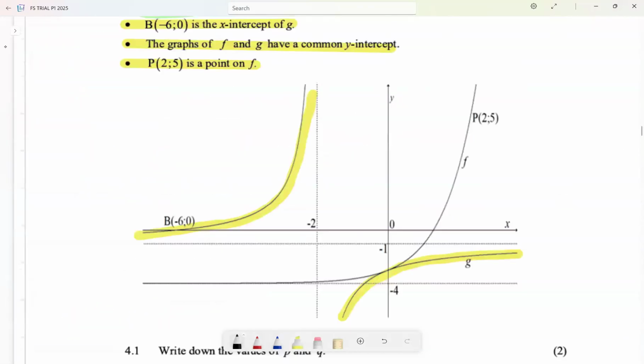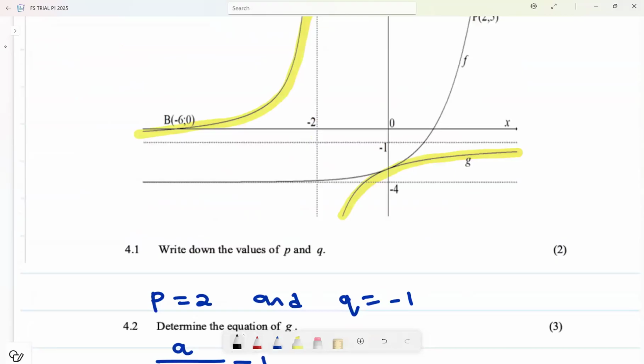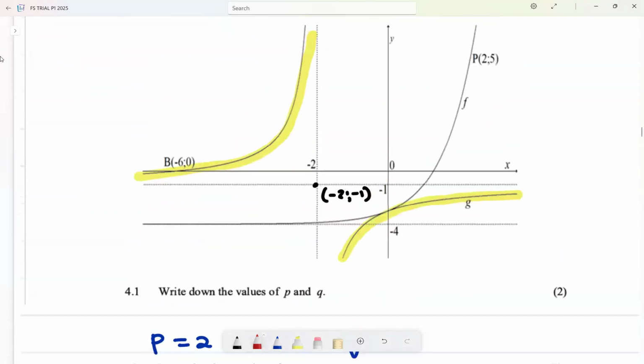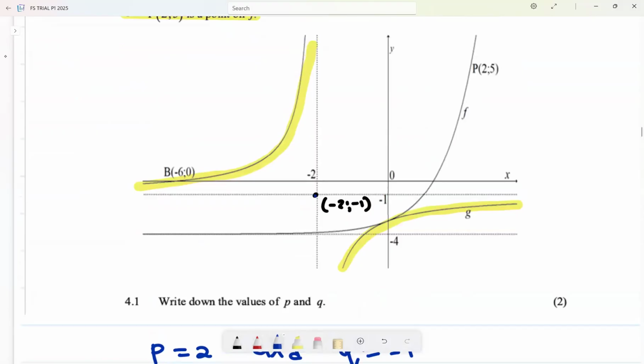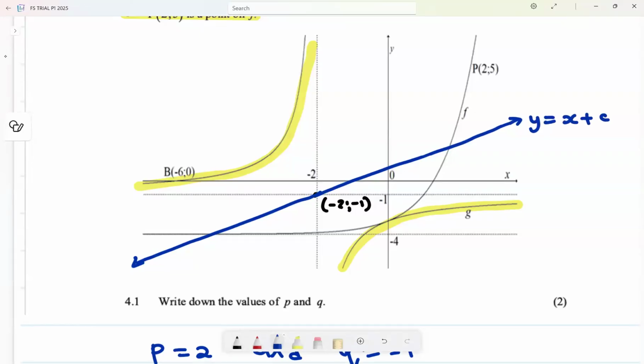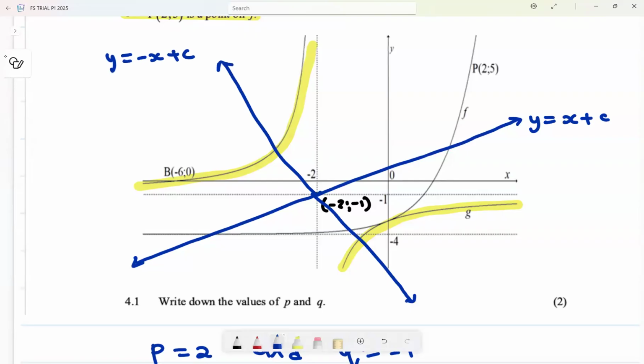Okay, so let's go to our graph. Remember, the axis of symmetry will pass through the point of contact, which is x is -2, y is -1. So our axis of symmetry, the first one with a positive gradient, will pass there, like that. And remember, the gradient is always 1. So with the positive gradient, it is x plus c. And with the negative gradient, it's going to pass there also, but now it has an equation of -x plus c.